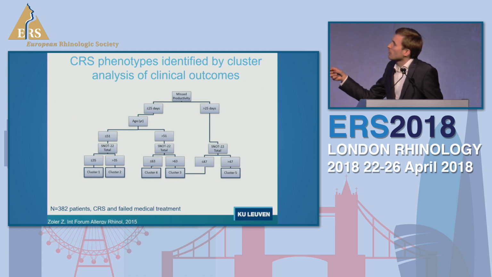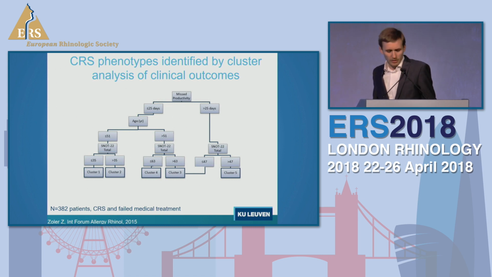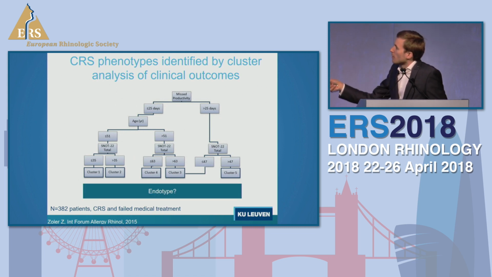One is productivity loss, one is the age, and one is the SNOT score. And now we need to know in the next phase how this relates to the endotype and the pathophysiological mechanisms of these patients.